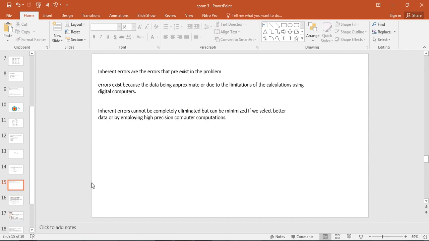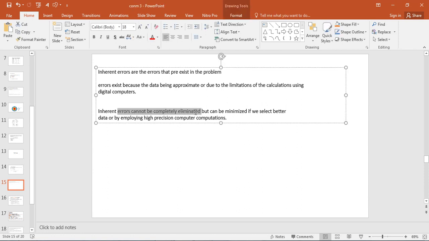What are inherent errors? Inherent errors are the errors that pre-exist in the problem. For example, while considering the initial data which we consider, if those were faulty data, that is an inherent problem. The computer which you're taking: suppose I need to process more than 32 bits of data at a single time, but the operating system and the machine that I have is a 32-bit system. Then that is a problem. There's an inherent problem, something which we cannot deal with, which we cannot minimize. So you must understand that inherent errors cannot be completely eliminated, but they can be minimized by using better data or using high precision computers, isn't it?